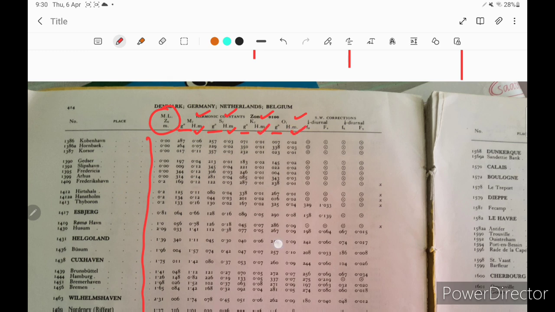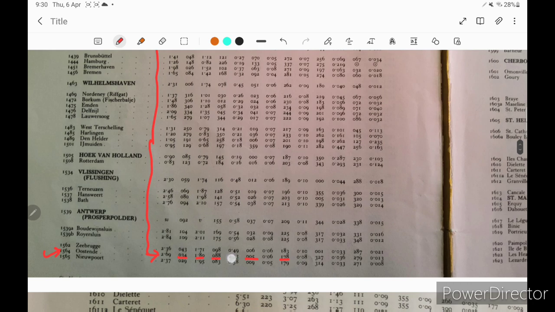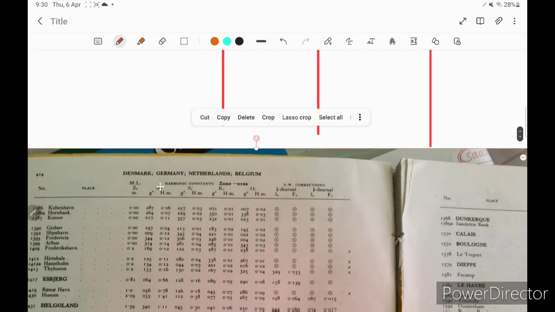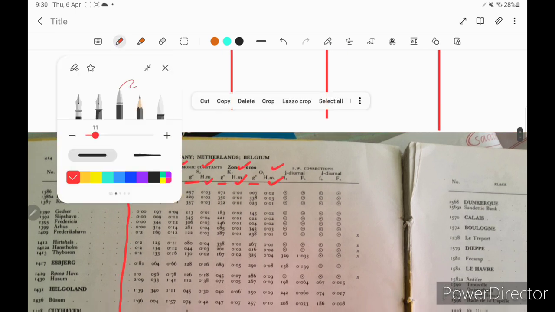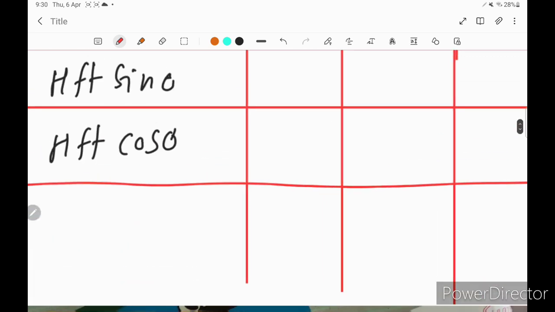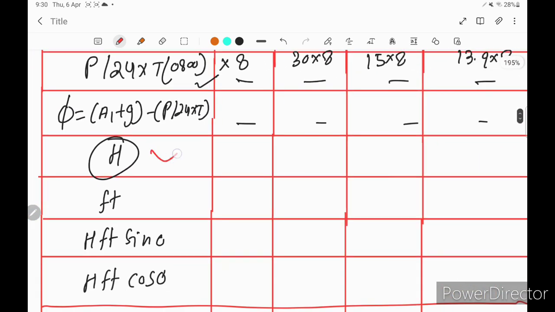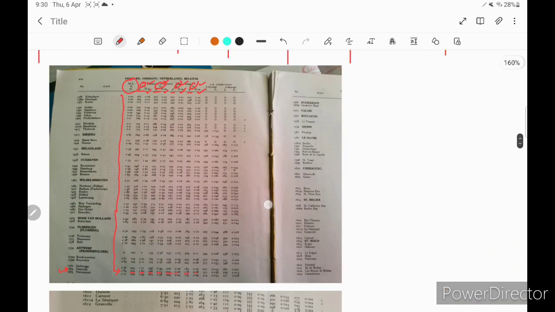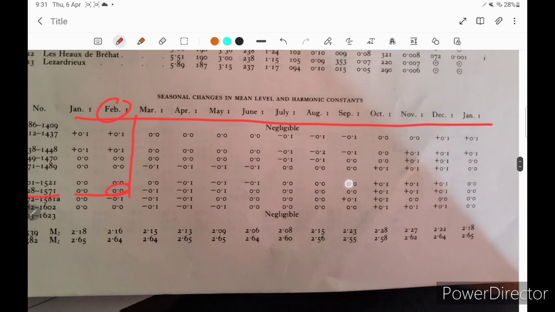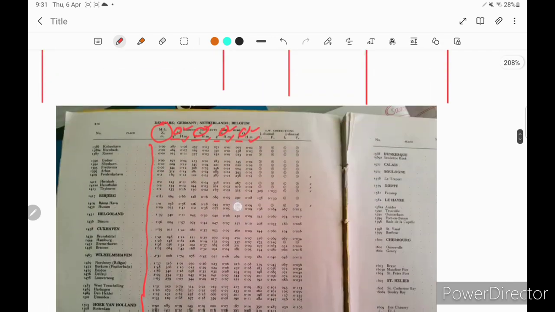Okay, so from the H value you have to take this one value for M2, S2, K1, O1. So you will get the value from H. The FT value, again you have to go to Table 7. According to the date you have to see F, and according to whatever date is given, you have to get the F value. Okay, so this much is clear.